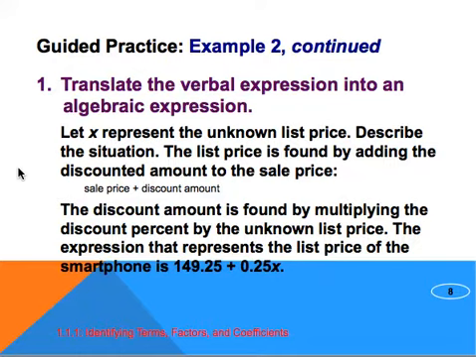So the discounted amount is found by multiplying the discount percent by the unknown list price. The expression that represents the list price of the smartphone is, again, the sale price, $149.25, plus the discount, so 25% of the unknown list price.